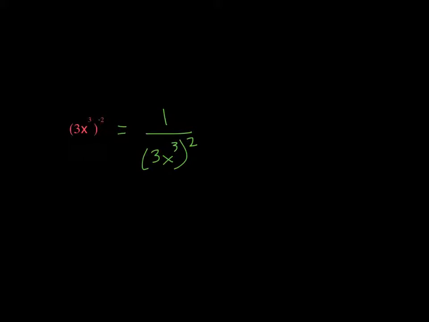Now that I've moved it, notice my exponent is no longer negative, and now I can use my power of a power rule. Remember, I'm going to give that square to each piece of that monomial. So it's going to be 1 over, and then 3 squared is 9, and x to the 3rd raised to the 2nd. According to my power of a power rule, I'm supposed to be multiplying these, so that would give me x to the 6th. And that would be my final answer. So 1 over 9x to the 6th is my simplified answer.